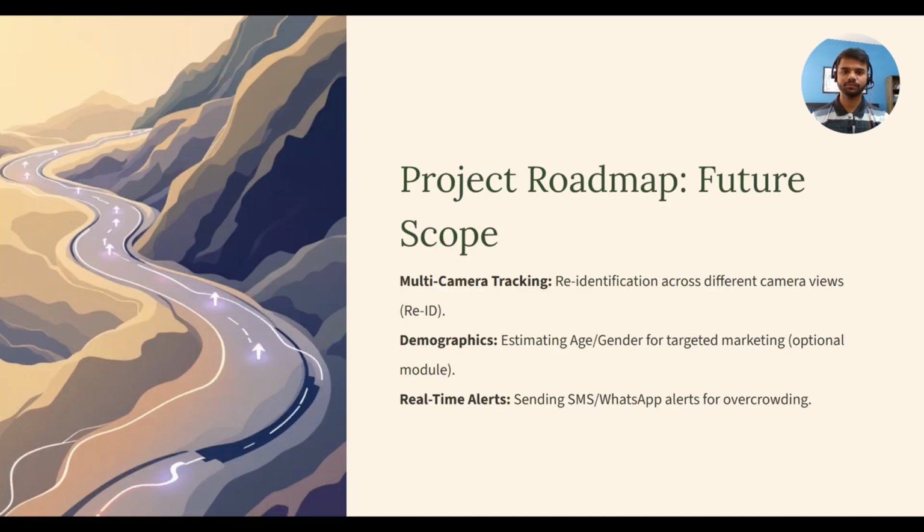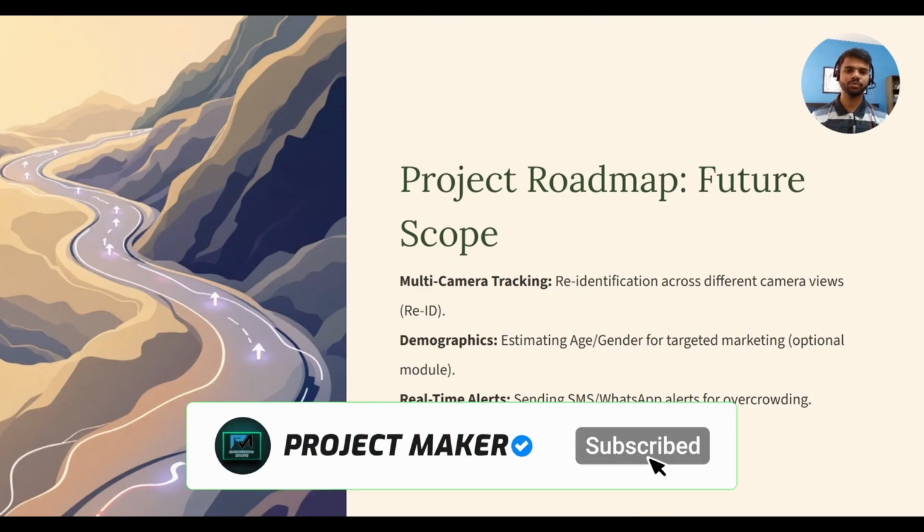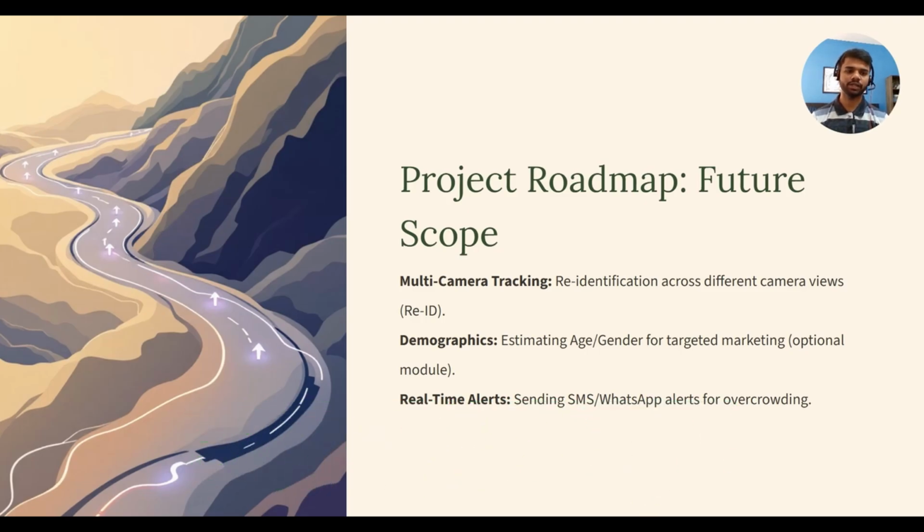Now let's move ahead. The next slide is of some future scope that can be implemented in this project, which is multi-camera tracking. Currently I have only provided the option to upload one CCTV footage and it provides analytics, but it can be simply upgraded to a multi-camera system. The next is demographics, which means estimating age for targeting marketing. And the last one is real-time alerts, sending SMS and WhatsApp alerts for overcrowding, so the retail shop owner or the manager can increase the staff in that section.